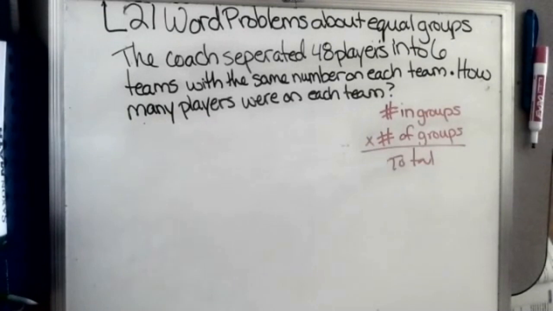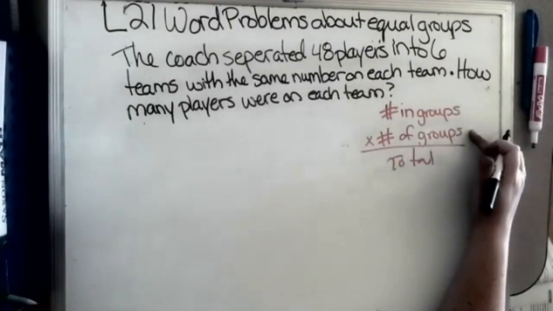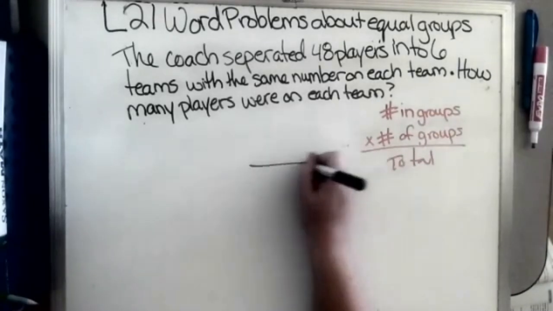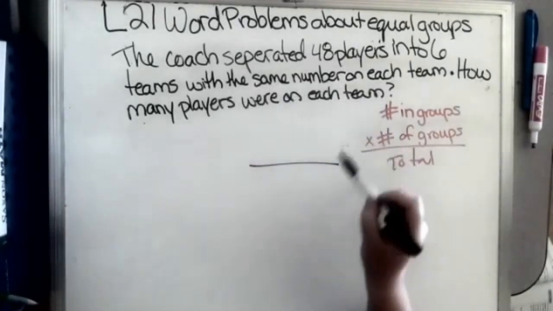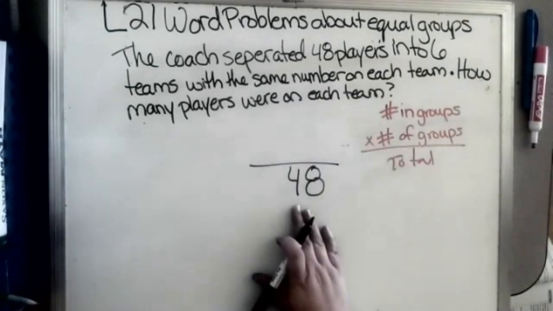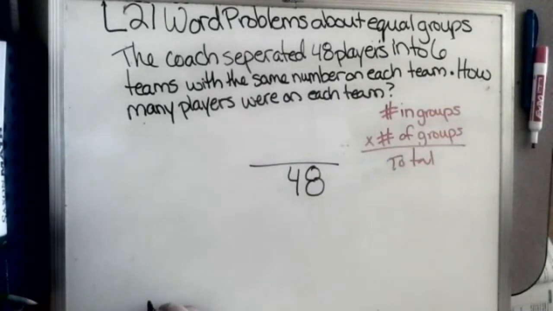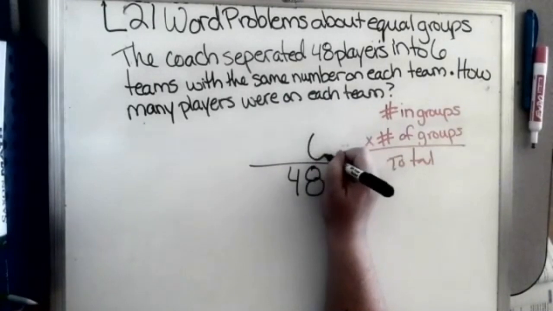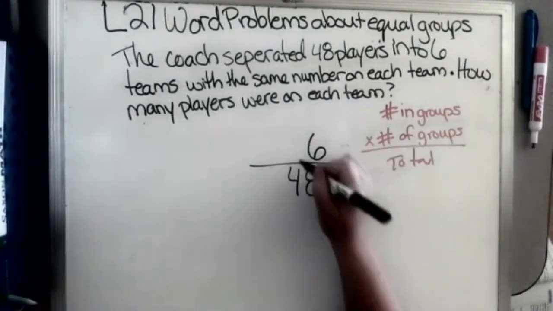So this is our second word problem. The coach separated 48 players into 6 teams, with the same number on each team. How many players were on each team? Now remember, we're looking for number in groups, number of groups, and the total. Okay, we have 48 players altogether, which means 48 goes to the bottom. That is our total. They're separating the 48 players into 6 teams. Okay, so that means there are 6 groups or 6 teams.